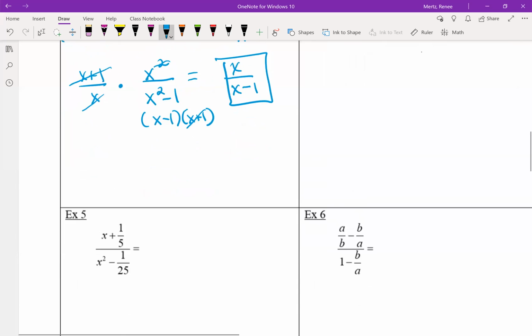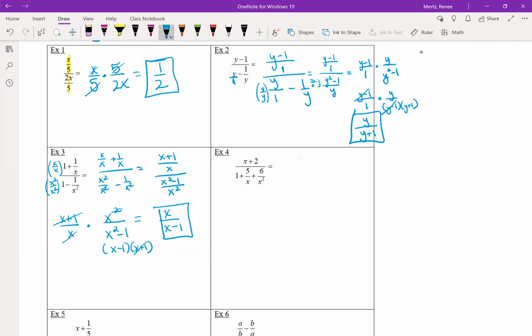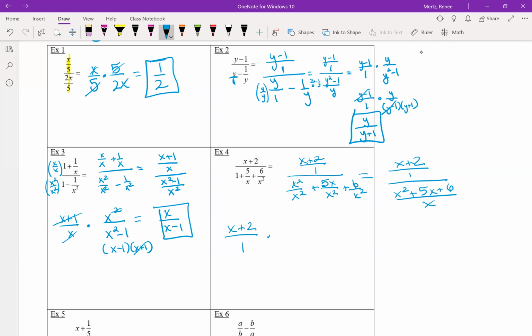All right, you try the next one. Hopefully you got the same common denominators put together as a single fraction. If you want to skip that middle step, feel free. Just depends on your confidence in this. We're going to rewrite it as multiplied by the reciprocal.